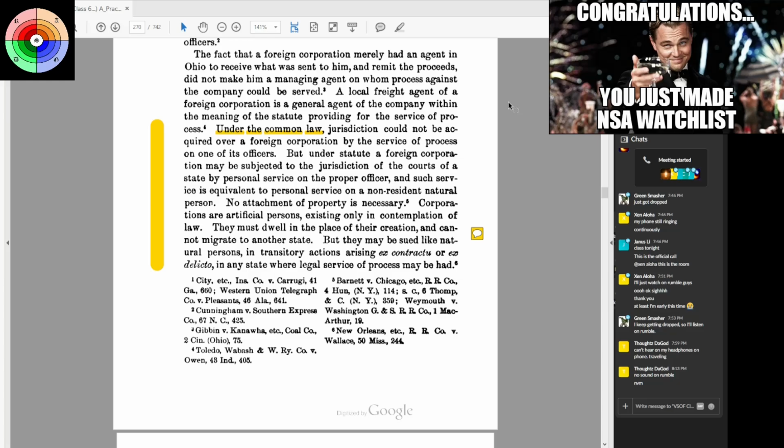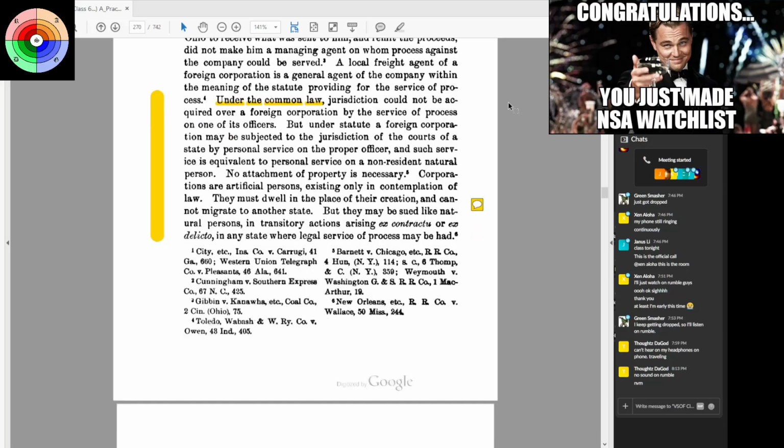Corporations are artificial persons, existing only in contemplation of law. They're just a spell. They're just a mystical little thing. They don't really exist, only in contemplation of law. They must dwell in the place of their creation and cannot migrate to another state. But they may be sued, like natural persons, in transitory actions arising ex contractu or ex delicto, in any state wherein legal service of process may be had.